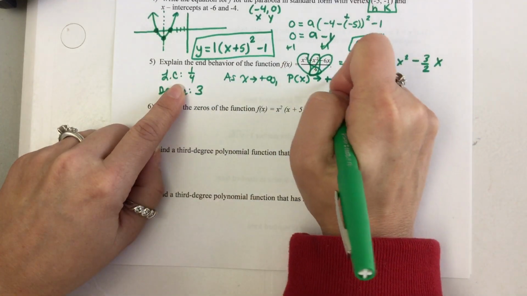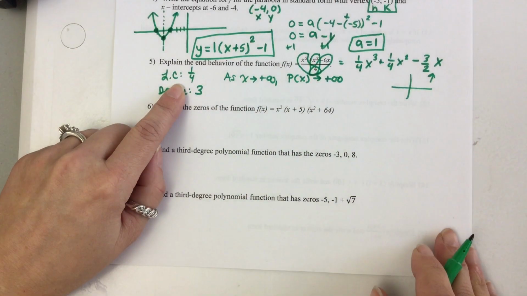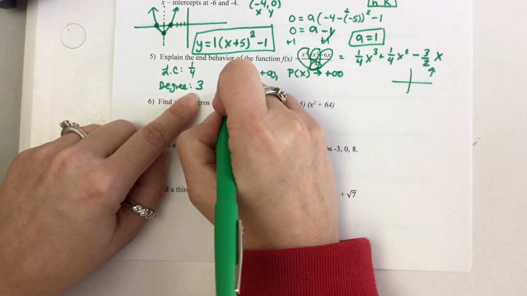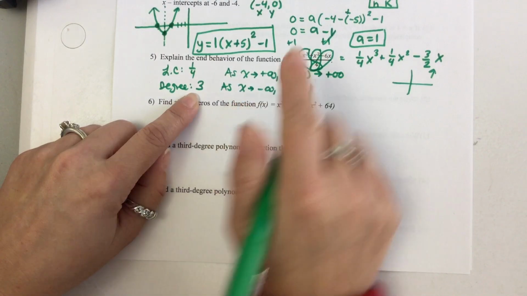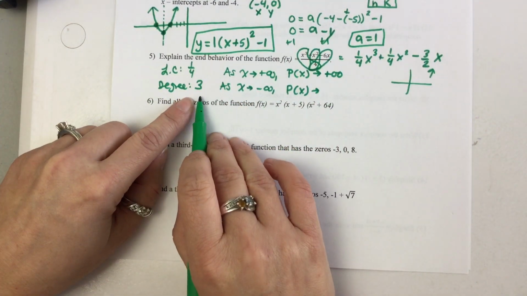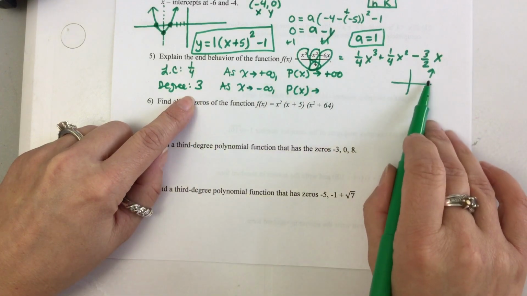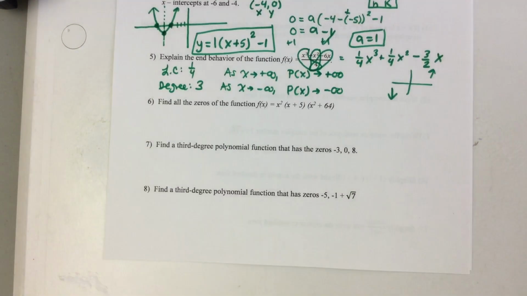My leading coefficient is positive, so what that tells us is as I go all the way to the right, I'm going to have an arrow going upwards. As x approaches negative infinity, this just means as I go to the left, my polynomial, because my degree is odd, has to do the opposite. So if this side was going up, the other side would have to go downwards.